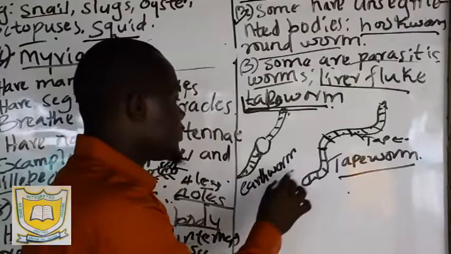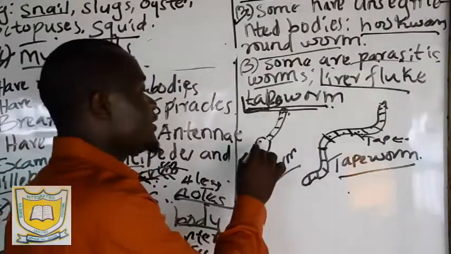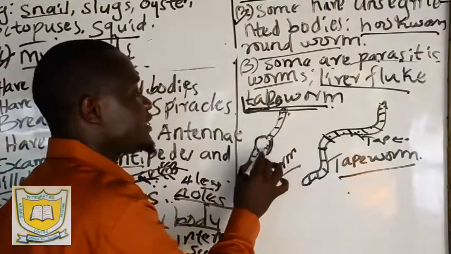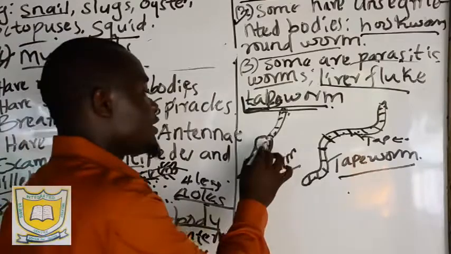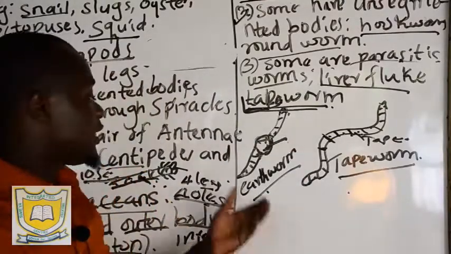Then we have also this one that is called earthworm. The difference between tapeworm and earthworm: when you look at this earthworm, it has a certain part here which looks like it doesn't have any segment. This part identifies this worm as an earthworm.